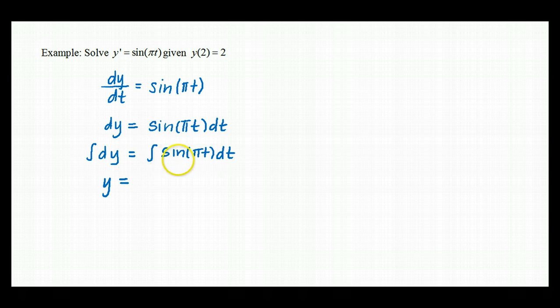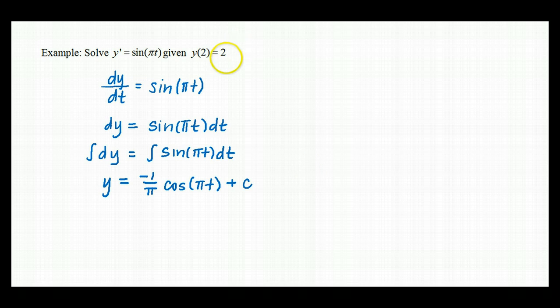And the right side, we need to take the antiderivative of sine pi t. So because of the pi on the inside, we're going to end up with 1 over pi in the front. And the antiderivative of sine is going to end up being negative cosine. So we're going to have a negative 1 over pi cosine pi t plus c. So now, at this step, we have an initial condition, so we're going to want to substitute the initial condition into our general solution to solve for c.